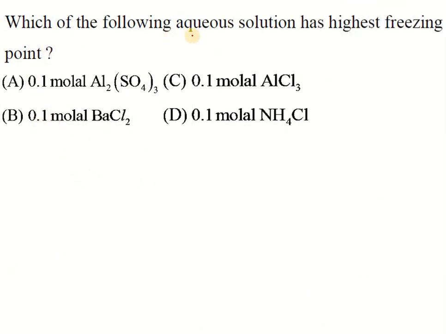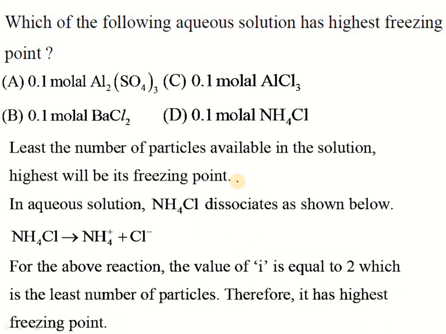Next question. Which of the following aqueous solutions has the highest freezing point? All the concentrations are same. When the number of particles is less, freezing point will be highest. That means in the above options, ammonium chloride is there, we have the i value in which the least number of particles is there, therefore the highest freezing point is there for that. So that means ammonium chloride, NH4Cl 0.1 molar, is the right answer.